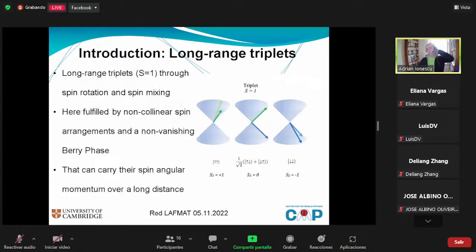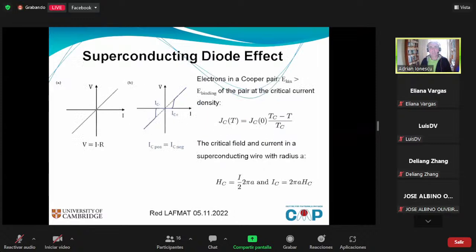We are really interested in the long range triplets, which go through the ferromagnet through spin rotation and spin mixing. So if you use some kind of non-collinear spin arrangement and a non-vanishing Berry phase, you can create those in your ferromagnetic insulator, and they can carry their spin angular momentum over a very large distance.